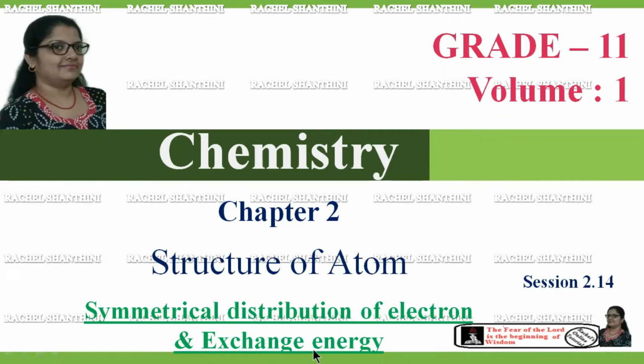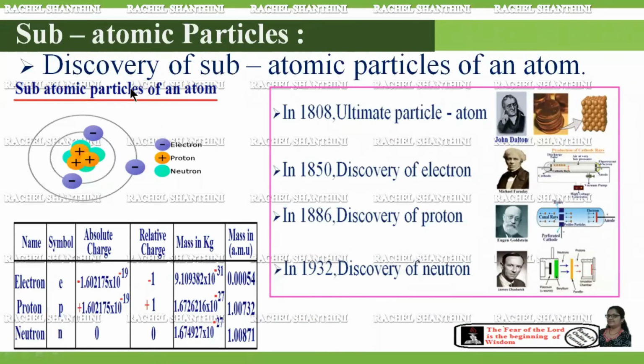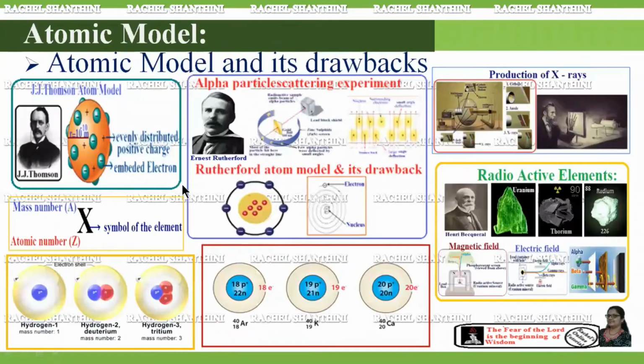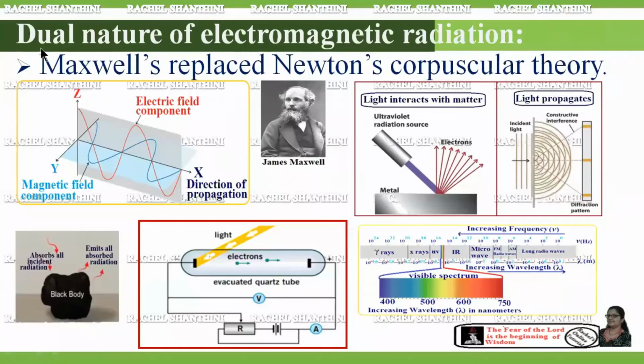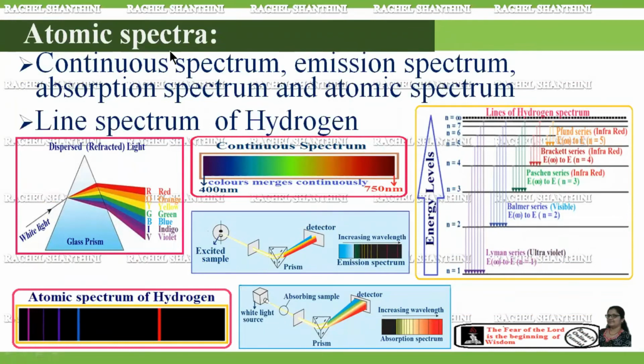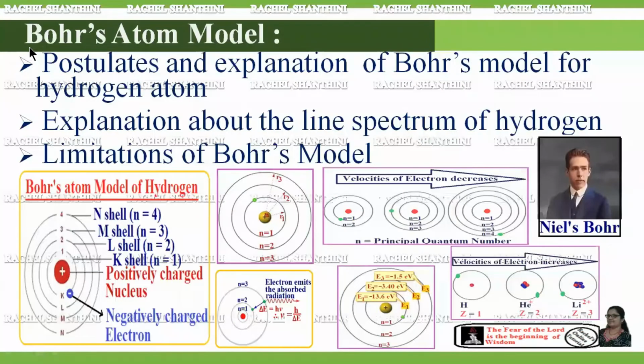Before getting into today's concept, let us recall all the topics that we have discussed in the previous sessions. In session 1, we discussed the discovery of subatomic particles. In session 2.2, we discussed J.J. Thomson and Rutherford atomic model and its drawbacks. In session 2.3, the dual nature of electromagnetic radiation. In session 2.4, atomic spectra. In 2.5, Bohr's atomic model.